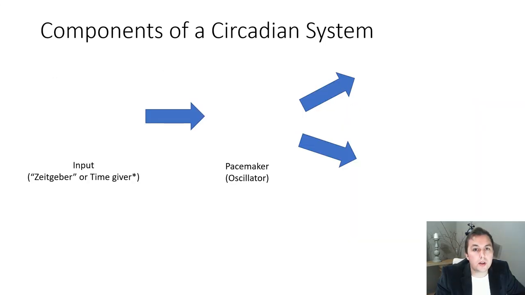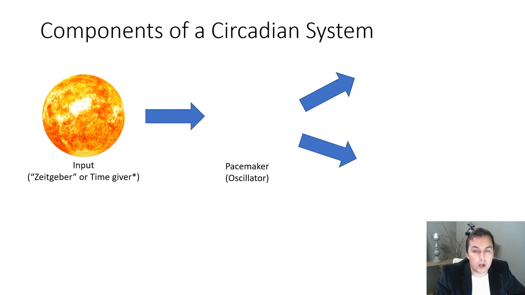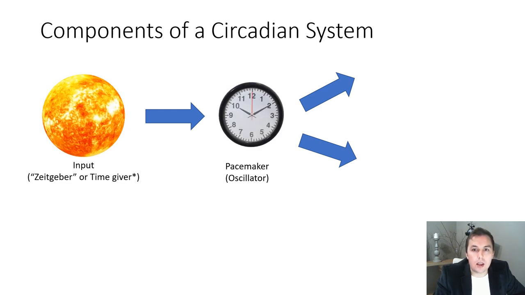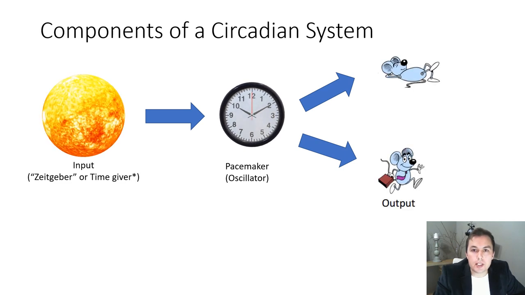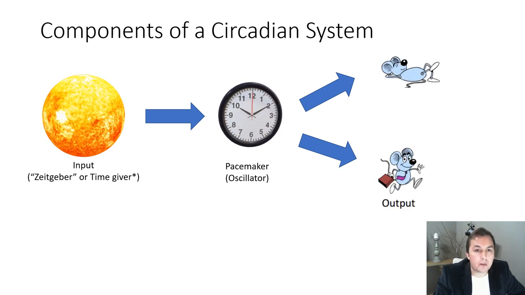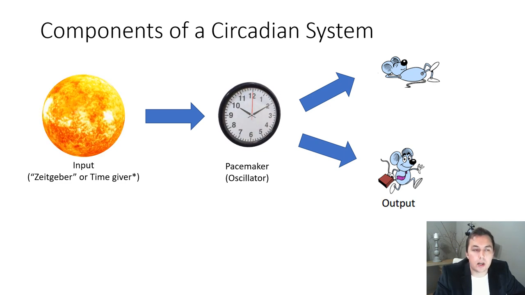The components of the circadian system include an input component, which is also known as a time giver, or the German word for it, Zeitgeber. The primary time giver for our central clock, or the only time giver for our central clock, is light. This acts on the central pacemaker or an oscillating clock. And then there's an output of the clock, which includes the sleep-wake cycle, as well as our physiological features, which have been talked about on the prior slides.